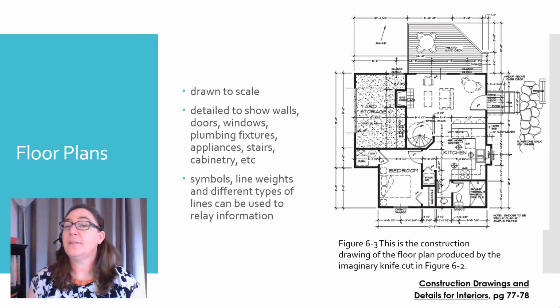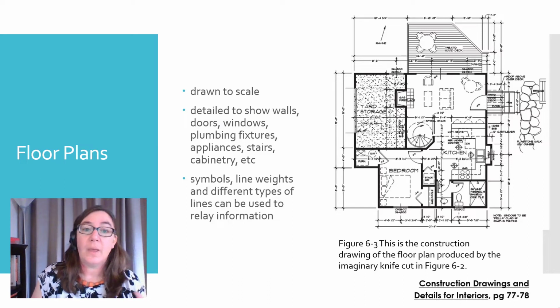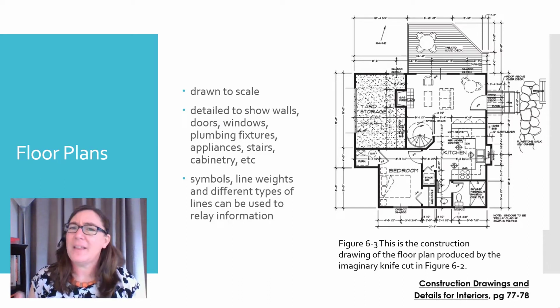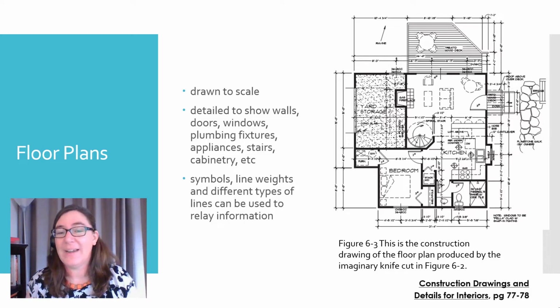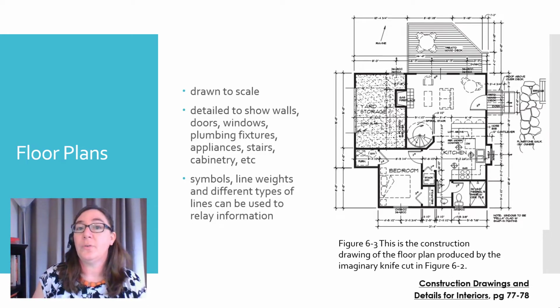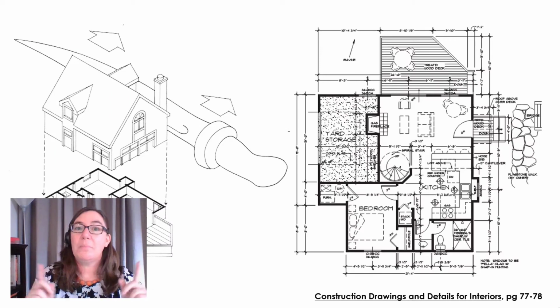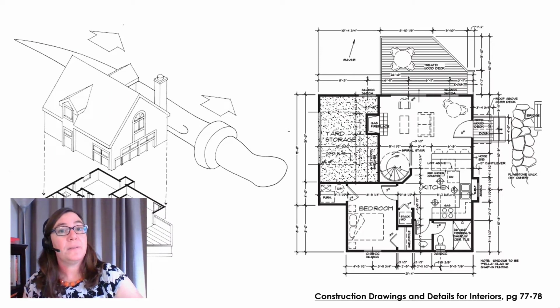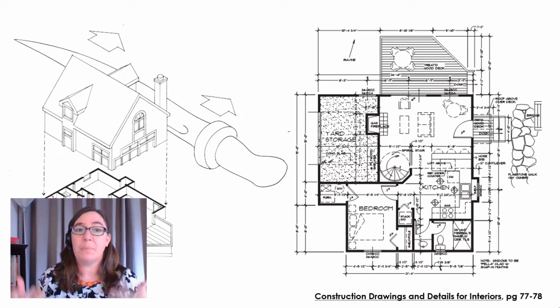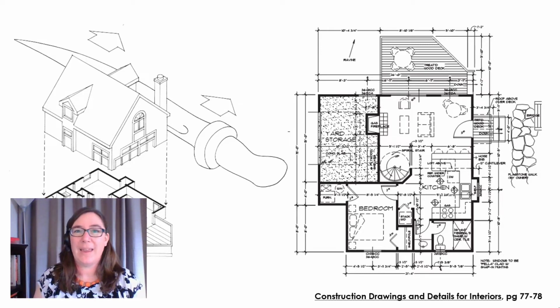Floor plans are drawn to scale. They are detailed to show walls, doors, windows, plumbing fixtures, appliances, stairs, cabinetry, etc. All right. They use symbols, they use line weights, and they use different types of lines, all in the effort to communicate and relay information. Pause the video here for a moment and see if you can understand the relationship between the three-dimensional object on the left and the two-dimensional or orthographic floor plan shown on the right.